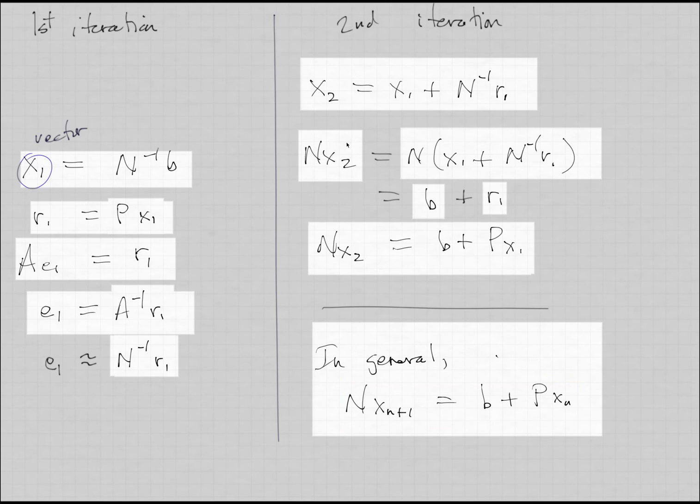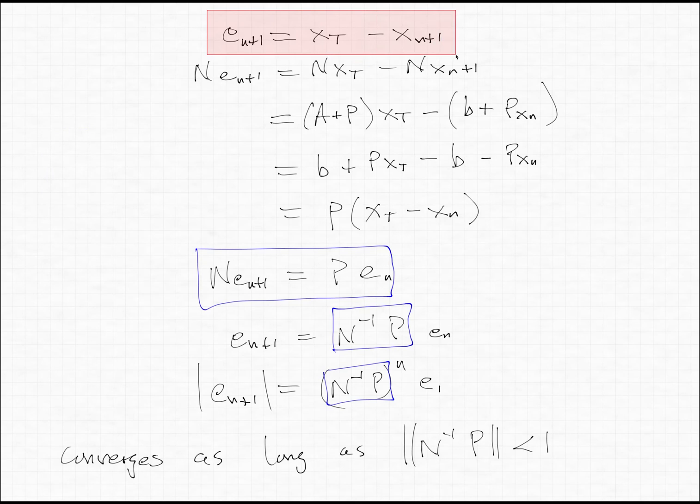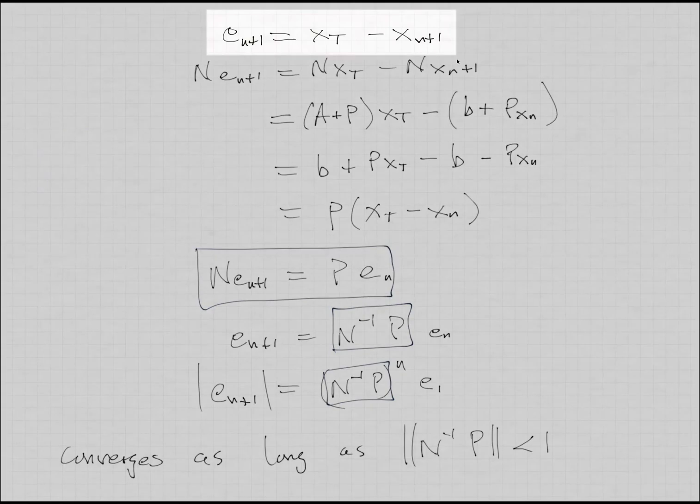Does this iterative procedure yield a sequence of x_n's that actually approach the correct value, the true value, xt? Okay, so let's look at this. Suppose we want to calculate the error for the next approximation, the error for x_{n+1}. So e_{n+1} will be equal to the true value xt minus the n plus first approximation. Now we do something that's becoming familiar. We multiply through by N. On the right-hand side, I'm going to replace N by A plus P. Remember, A equals N minus P, so N equals A plus P. So we plug that in, times xt.